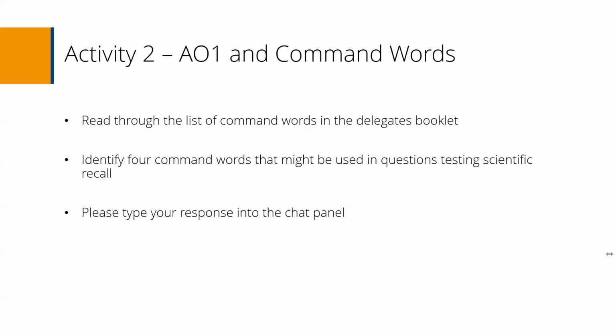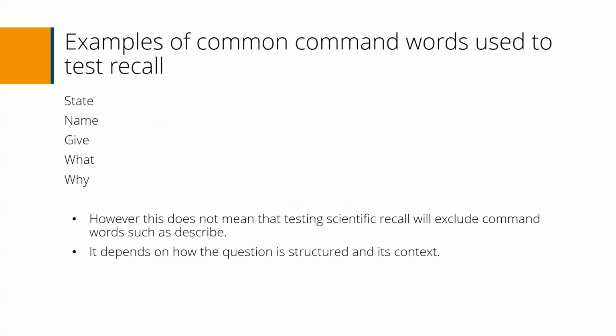So the ones that I have identified, there are others obviously that you've used, but we could also look at examples such as state, name, give, what, why. What, why are often used in regard to multi choices. However, it does mean that setting recall will exclude other command words such as describe. Okay. Recall tends not to use describe, to be honest. It depends on the structure of the question and how it's set out. But usually these are one mark or two mark answers. Okay. Because remember, we're limiting the number of recall answers that we're putting on our exam papers. We want what's called higher level functioning, not just remembering stuff. Okay. Excellent. Well done. Let's move on to the next one.